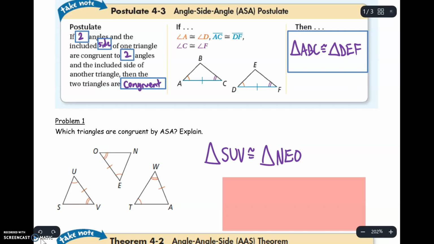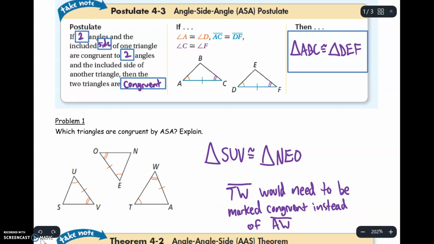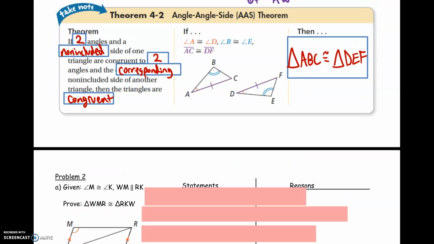If I was to look at that third case though, I would need an adjustment for this to be true, so I would need some different starting information. TW is the included side, so that would have to be the congruent side, marked congruent to those EO and UV from our other two triangles. Since I'm given AW instead, that's a non-included side, we wouldn't be able to mark that that is congruent using our new postulate. We can also use two angles and a side to mark triangles congruent in a different configuration.